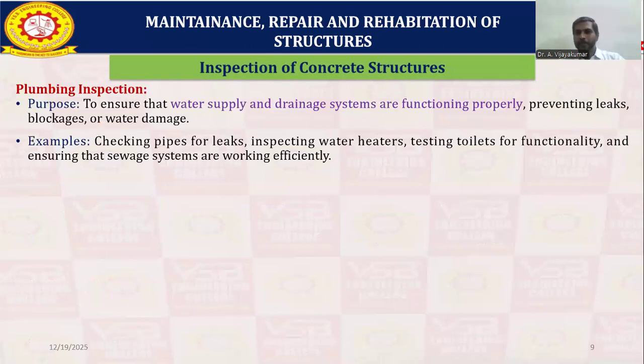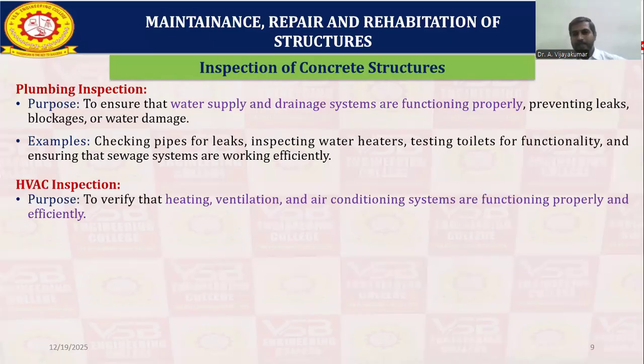Of course, plumbing is very important in a home. The water supply and drainage system must function properly. We need to prevent leakages and blockages, whether from sewage or anything else, and remove water damage. So we check the pipelines for leakages in our home. If you see the sink or bathroom, sometimes leakage happens. If you don't prevent leakages, it will lead to more damage. So when checking pipes and leakages, we need to rectify them immediately. We also inspect the water heater, test the toilet's functionality, and ensure the sewage system works efficiently. These come under the plumbing inspection.